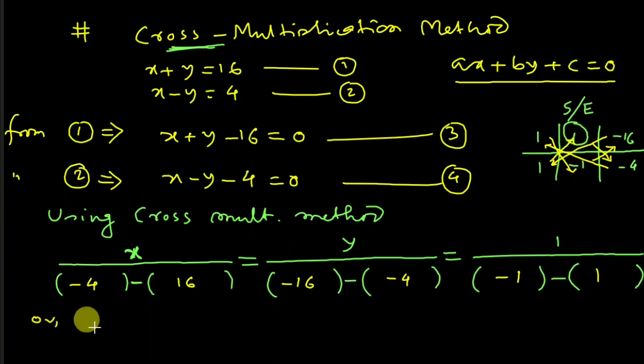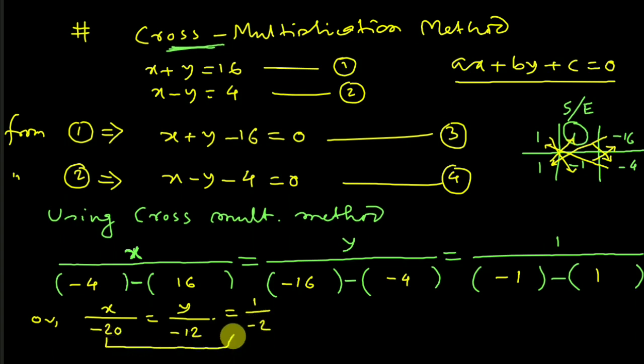This is x upon minus 4 minus 16, that is minus 20. And this one is y upon minus 16 plus 4, that is equal to minus 12. Minus 16 plus 4 is equal to minus 12, and 1 upon this is minus 1 minus 1, minus 2. So you take first of all these two, then you have to compare with these two also.